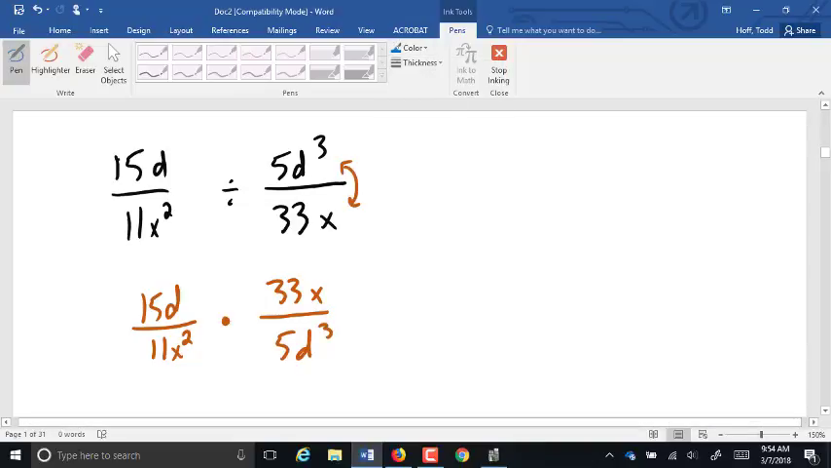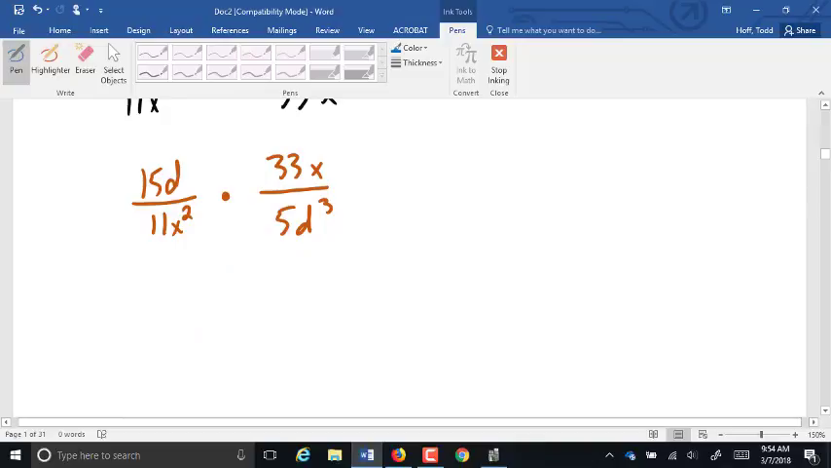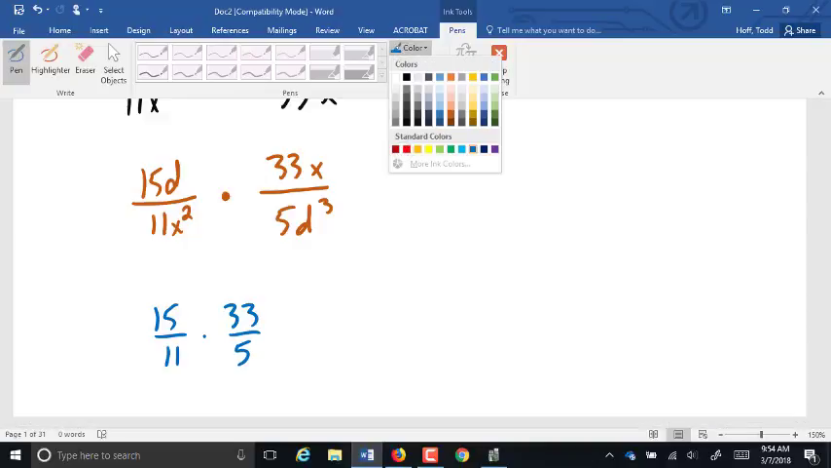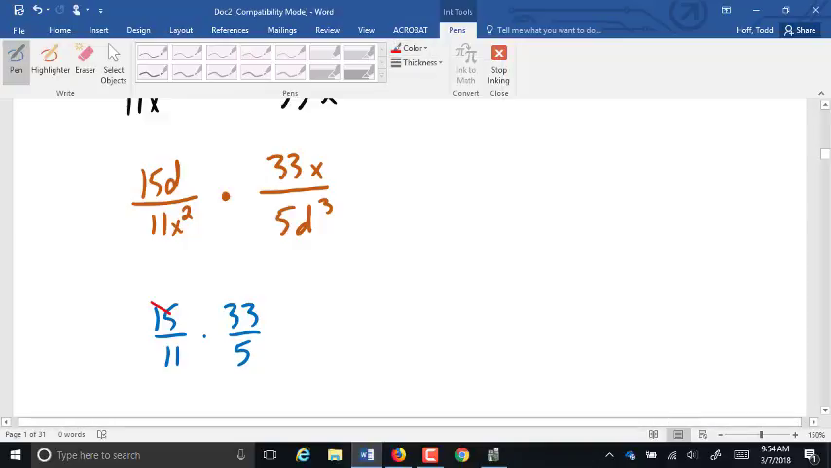Now it's multiplication, and we can do exactly what we just did in the last problem. We pull out the numbers. 15 and 5 cross cancel to give me 1 and 3. 11 and 33 cross cancel to give me 1 and 3. On top, I have 3 times 3 is 9 over 1. So in my answer, I've got 9 on top and 1 in bottom.